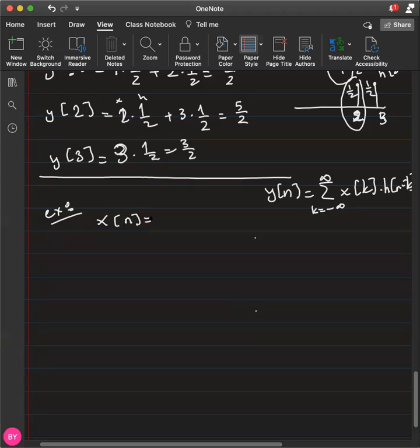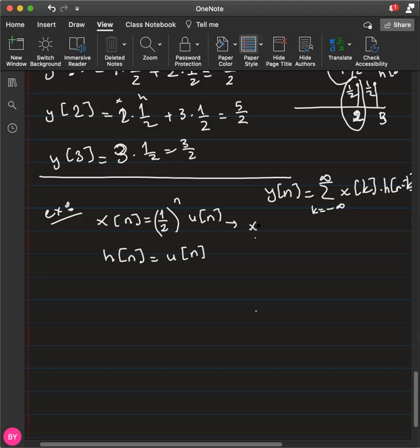Let us have this function, x of n, which is 1 over 2 to the power n times u of n, and h of n is going to be, let's say, u of n. How should I approach this problem? What was the first step?